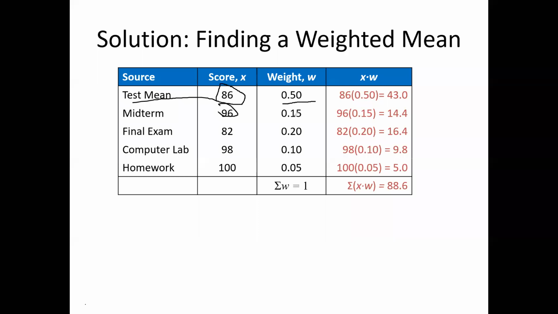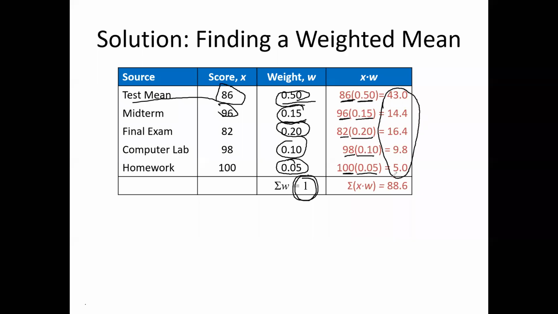So they have weightage. The total weightage is what? 50%, and the others are 15%, 20%, 10%, and 5%, so altogether 100%. The weightage calculation is based on their percentage: 50% coming from the test mean, 15% from the midterm, 20% from the final exam, 10% from the computer lab, and 5% from the homework. If you add all these weighted values, that is your total score.